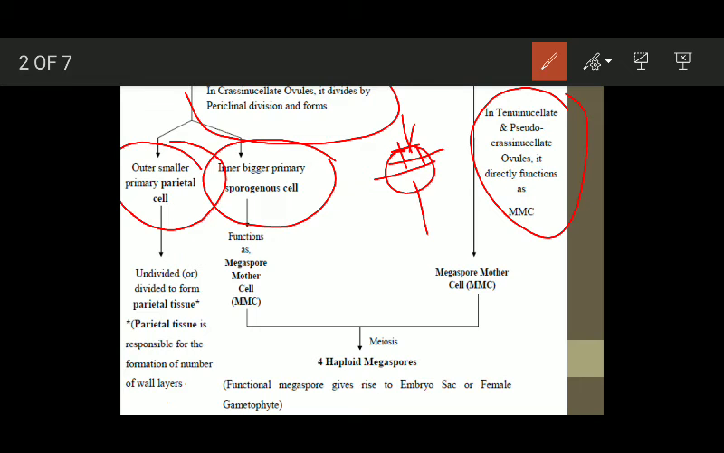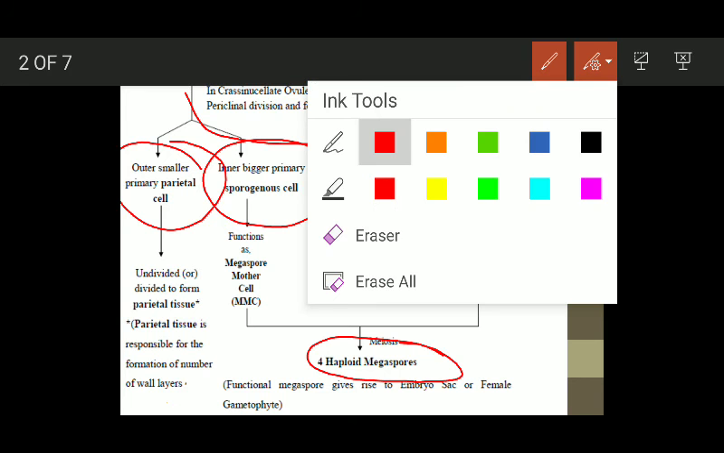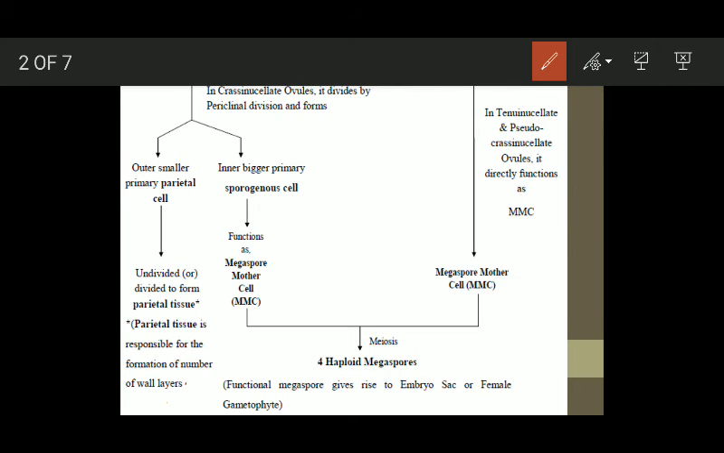Now, the inner bigger primary sporogenous cell functions as megaspore mother cell, and this cell will divide by meiosis and result in the formation of haploid megaspores. Now, in case of tenuinucellate ovules and pseudocrassinucellate ovules, the archesporium does not divide by periclinal wall. Instead, it directly functions as megaspore mother cell and undergoes meiosis. It undergoes meiosis and results in the formation of haploid megaspores.